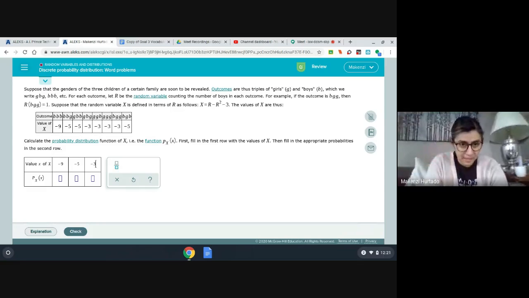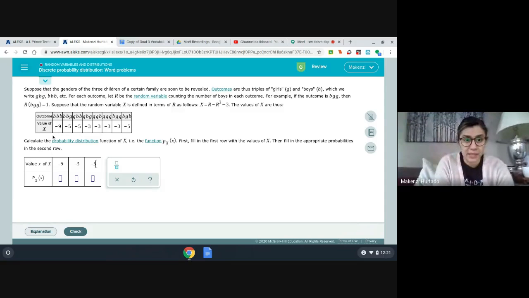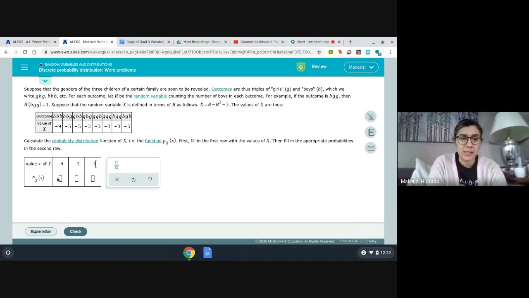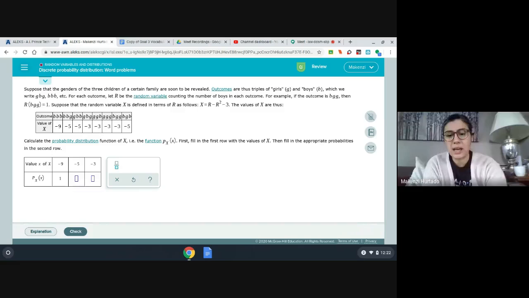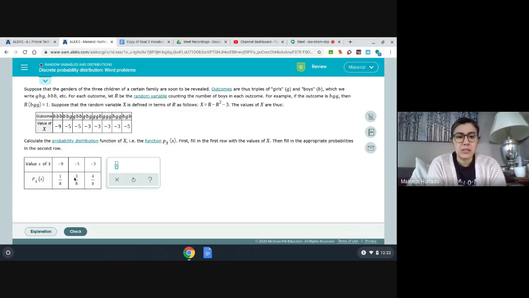The probability of a -9 happening, if I look at this table, there is one -9 out of 8 possibilities. So I would put 1 out of 8. The probability of a -5 happening, there is 1, 2, 3 -5s. So it's 3 out of 8. And the probability of a -3 happening is 4 out of 8. I have 1 plus 3 plus 4 is 8. So I have all the possible outcomes.